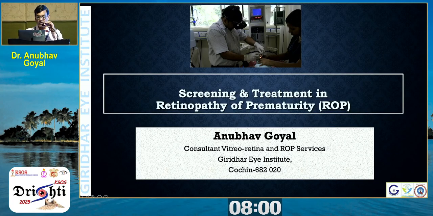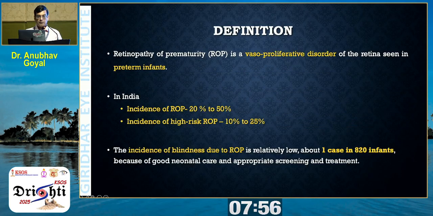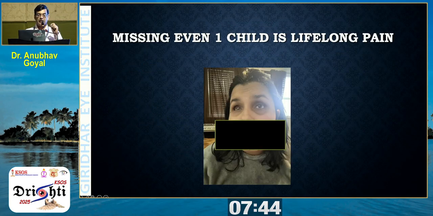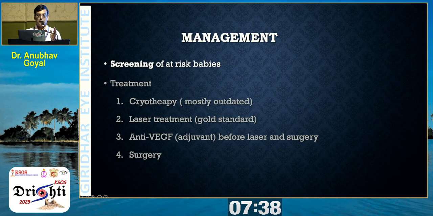So good morning, everyone, and thank you, KSOS, for giving this opportunity. Mine is on screening and treatment in ROP. As we all know, it's a vasoproliferative disorder of the retina in premature infants. And if you see, 1 out of 820 babies are going blind due to ROP. Even a single child going blind is a lifelong pain, not only for the child, but for the parents and the whole community. So timely screening and timely treatment are of utmost necessity.